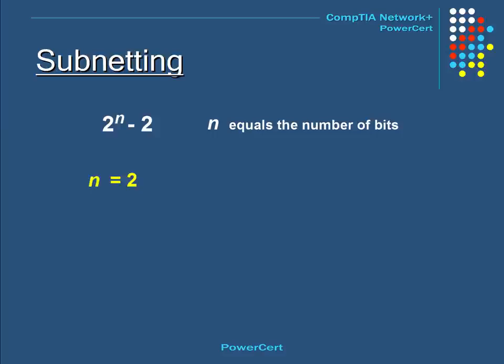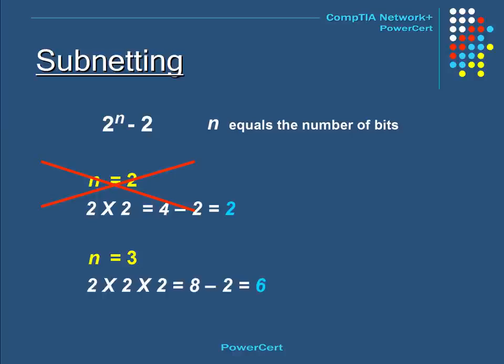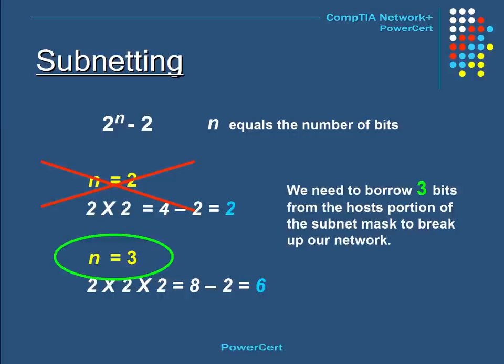So if we put 2 in the place of n, then 2 times 2 equals 4, minus 2 equals 2. So 2 is not going to work because we need at least 3 subnets. So let's try 3 and see if that works for us. So 2 times 2 times 2 equals 8, and 8 minus 2 would equal 6. So borrowing 3 bits will give us 6 subnets, which will be fine because we need at least 3 subnets.